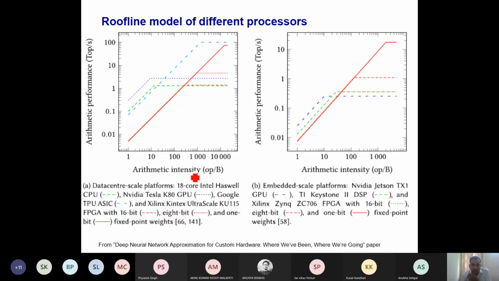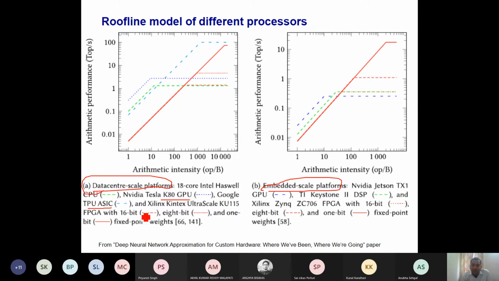Here, again, this is just for the processor. We don't have arithmetic intensity because we don't know the application. This is all for data center scale systems, and this is for embedded scale. Embedded just means, for example, small budget systems. For example, a GPU will have a power budget of 300 or 400 watts. Google's TPU has 4 versions, so the power budget goes from around 100 watts to 400 watts.